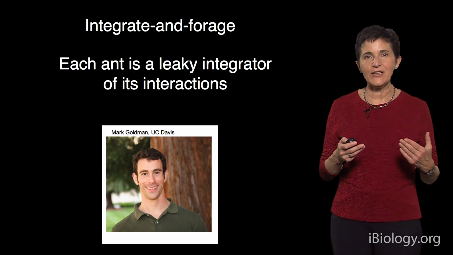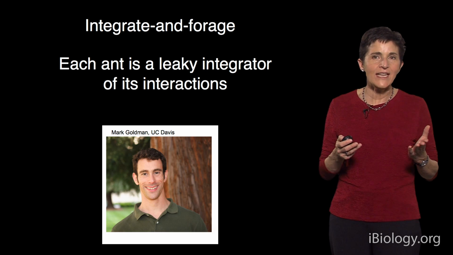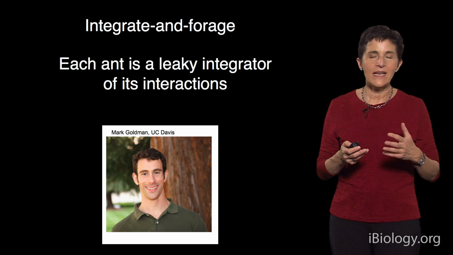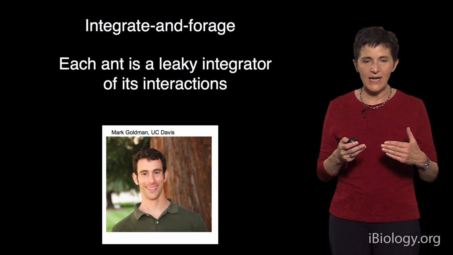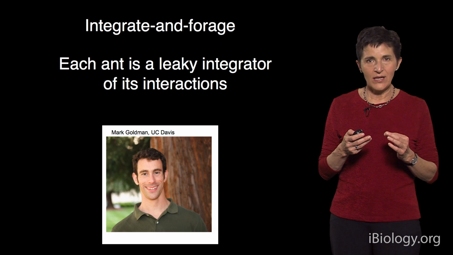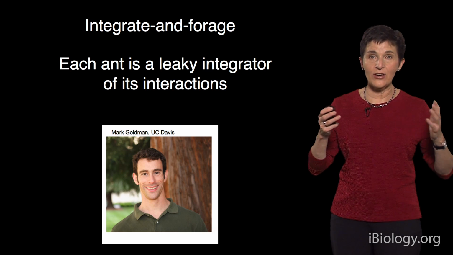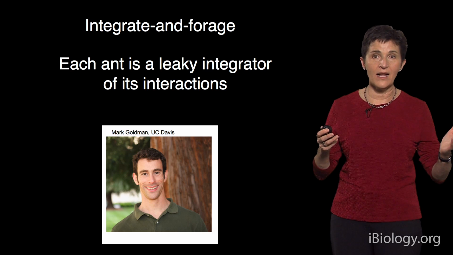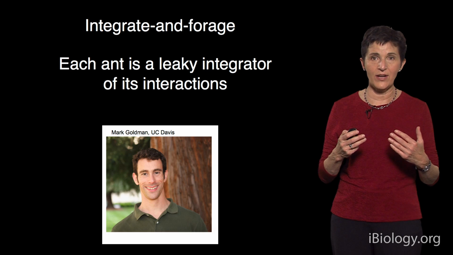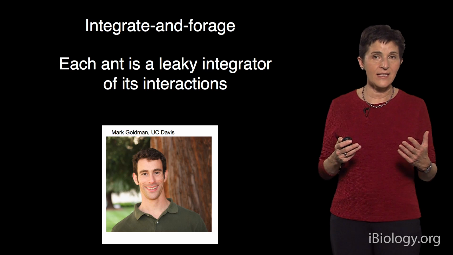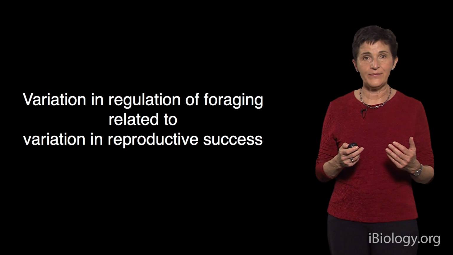Each ant is a leaky integrator of its interactions, and we're looking for differences among colonies in how leaky they are, in this decay rate in an ant's response to interactions, to see whether we can find exactly how ants are different in different colonies that would add up to the very large differences that we see among colonies in how much they forage. So we're really trying to understand the source of the variation among colonies. And the next step will be to look for the genetic variation that might underlie this.